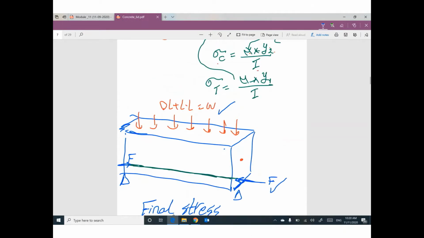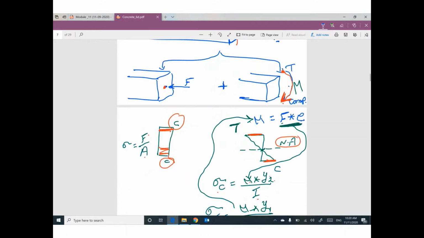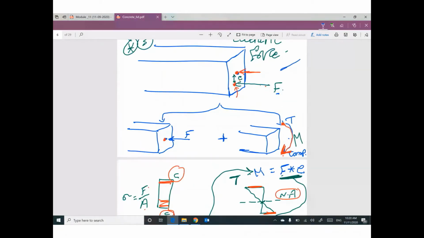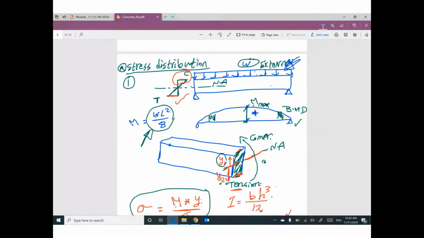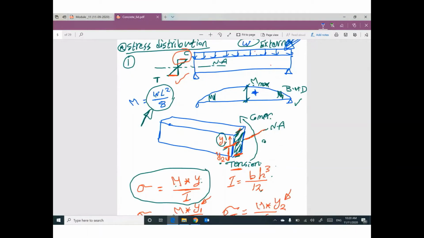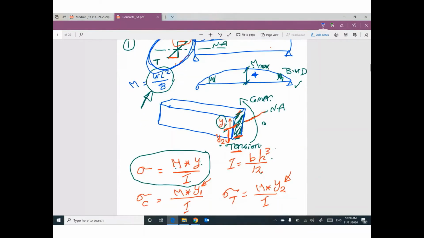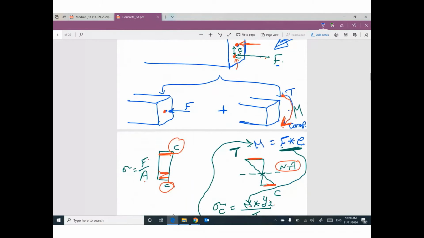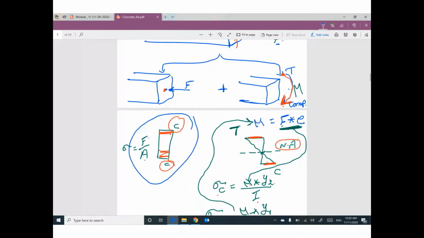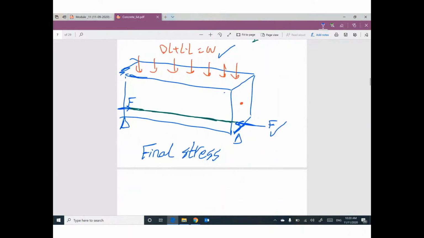So I think we have this case plus this case. Go ahead and add this stress plus this stress plus this stress, and tell me what the final stress is. Do you agree?